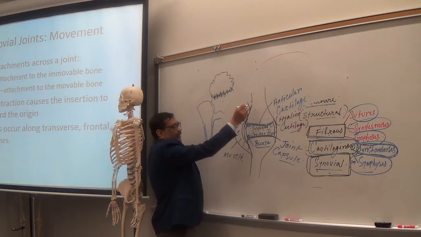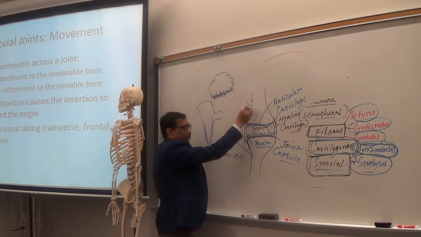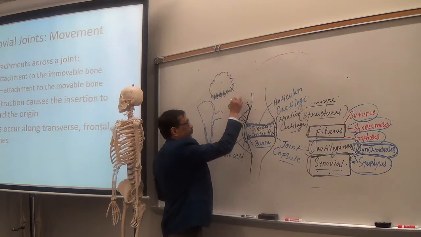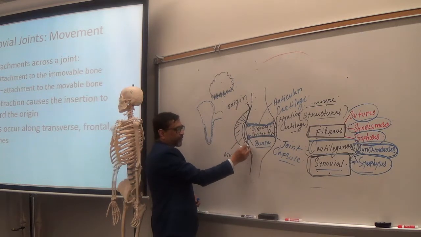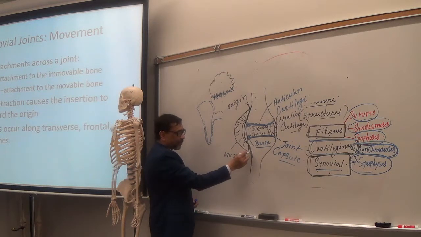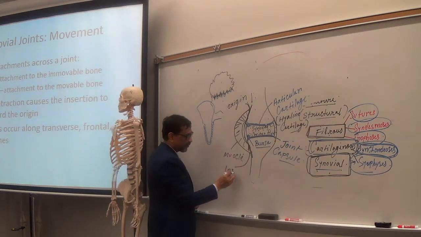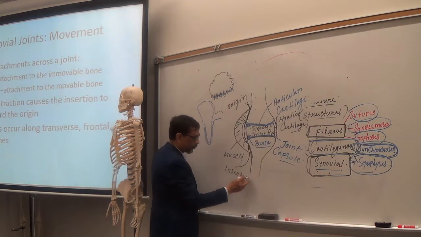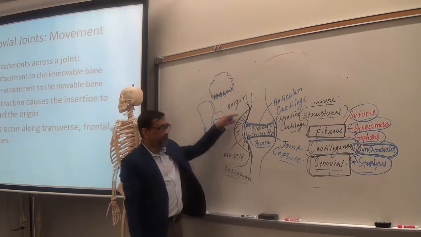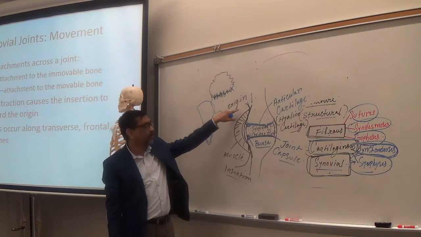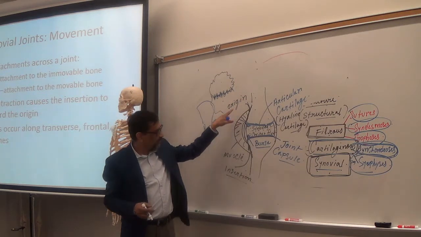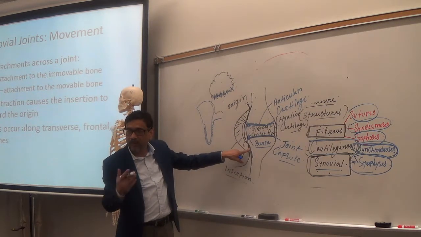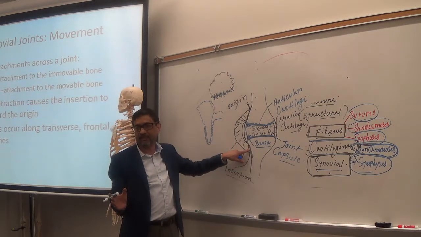The end attached to the bone which is fixed is called the origin. So this is the fixed bone, and the end attached to the bone which will move is called the insertion. Origin and insertion. So a muscle has how many ends? Two. The end attached to the fixed bone is the origin. The end attached to the bone that will move is the insertion. Make sense?